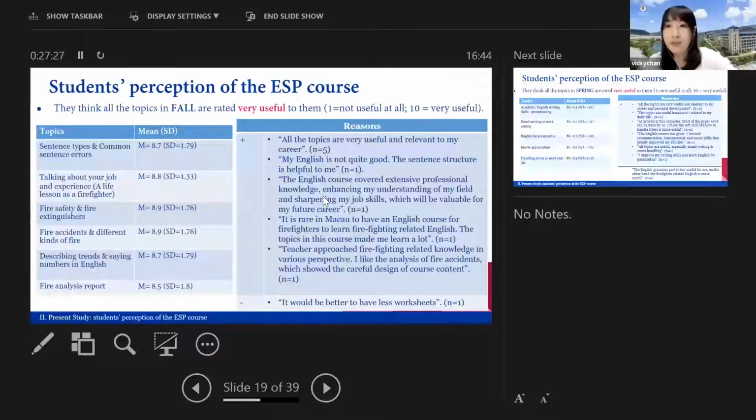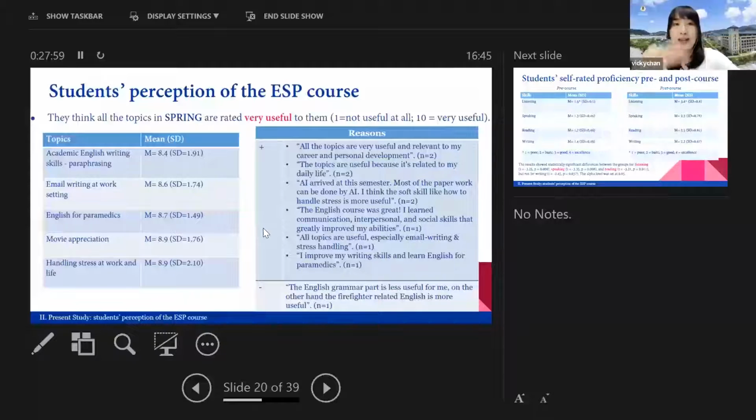Some of them also mentioned that because their English level is not quite good, they think the general English input, the sentence structure, is actually helpful to them. That is related to their job skills, and they think they can enhance their firefighting-related knowledge. But obviously some negative feedback was that they want fewer worksheets in class.